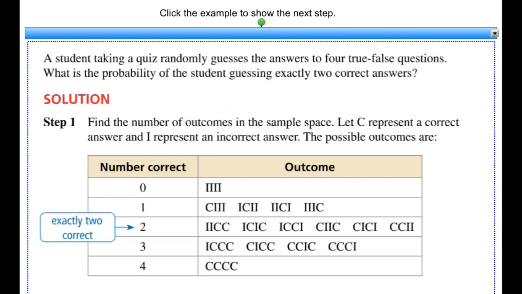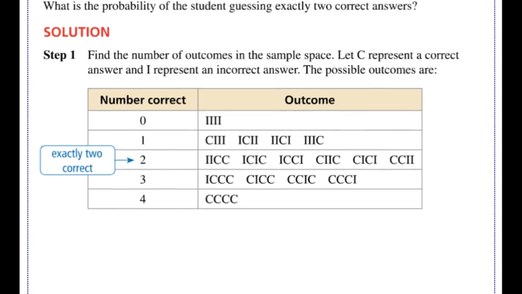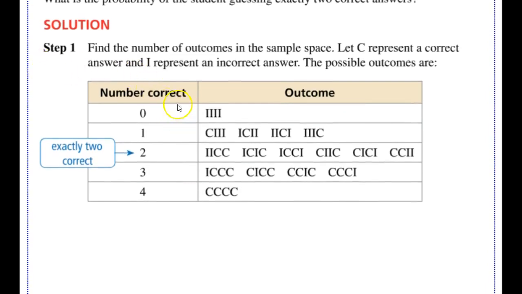So a student taking a quiz randomly guesses the answers to 4 true or false questions. What is the probability of the student guessing exactly 2 correct answers? So the first thing I have to do is find the number of outcomes in my sample space, right? And I can use a chart, I can use a tree diagram, I can list all of my different outcomes, but first I have to find all the outcomes. So we used here C is correct and I is incorrect.